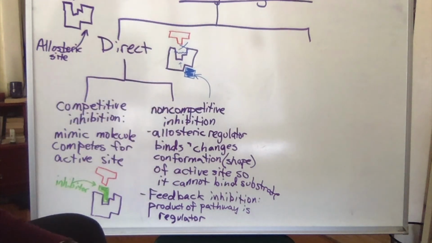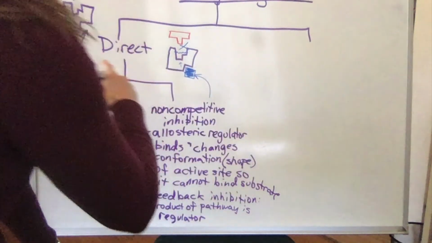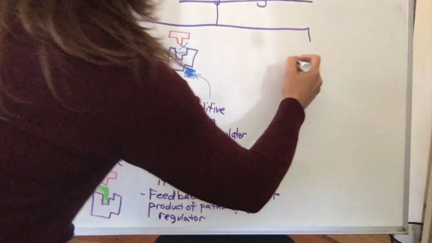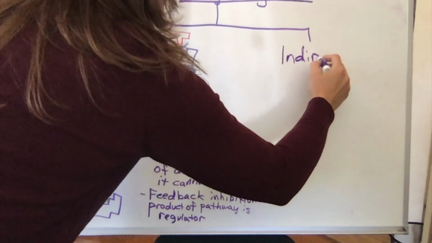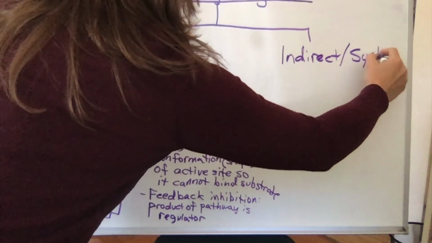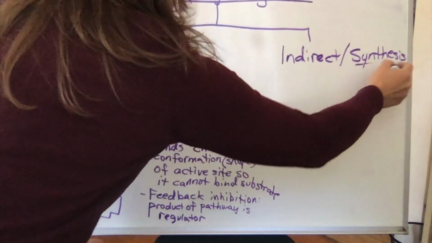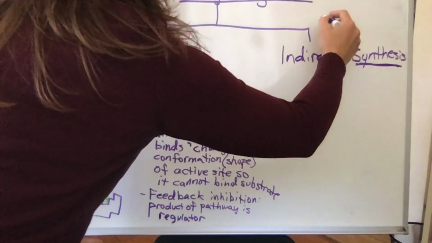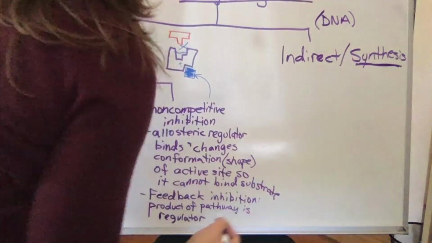Now I'll finish this up by looking at the other two types of enzyme regulation. That would be looking at synthesis level control, which I'll go over the slides in just a minute. So direct means interacting directly with the enzyme, or indirect, which is synthesis. This means gene expression, right? So this is regulating the expression of the enzyme at the DNA level.